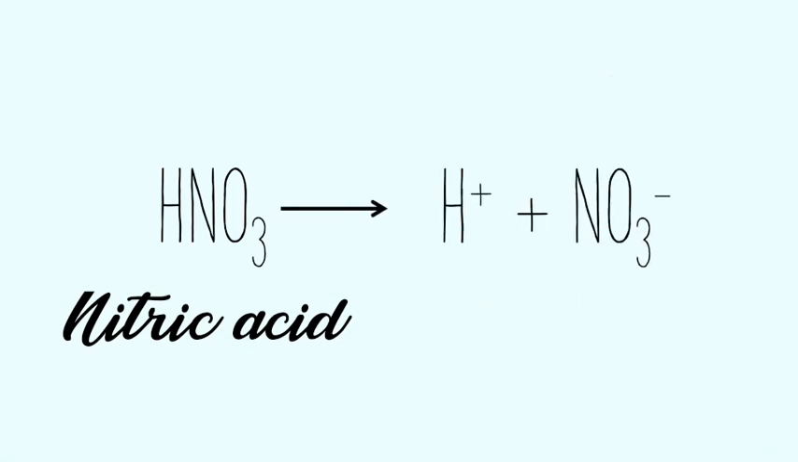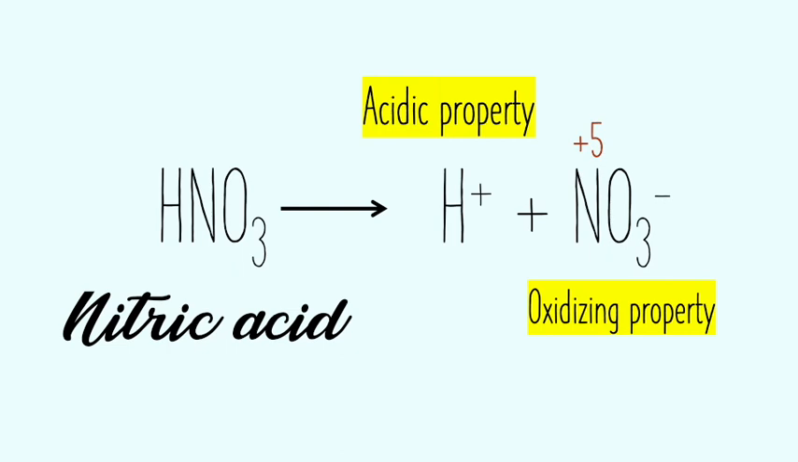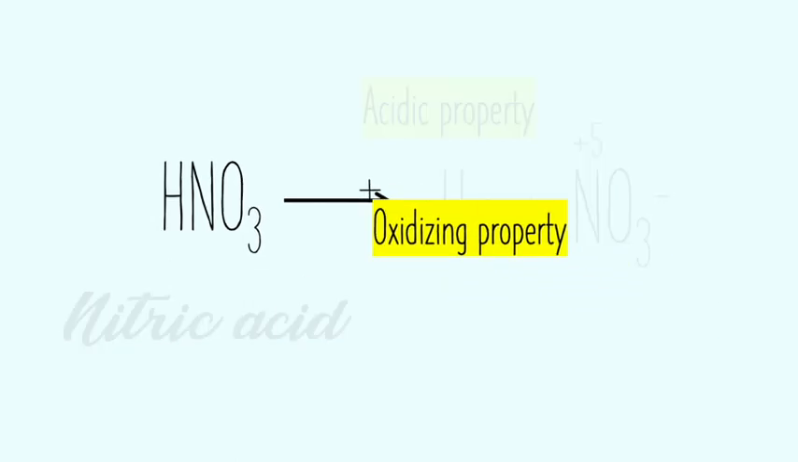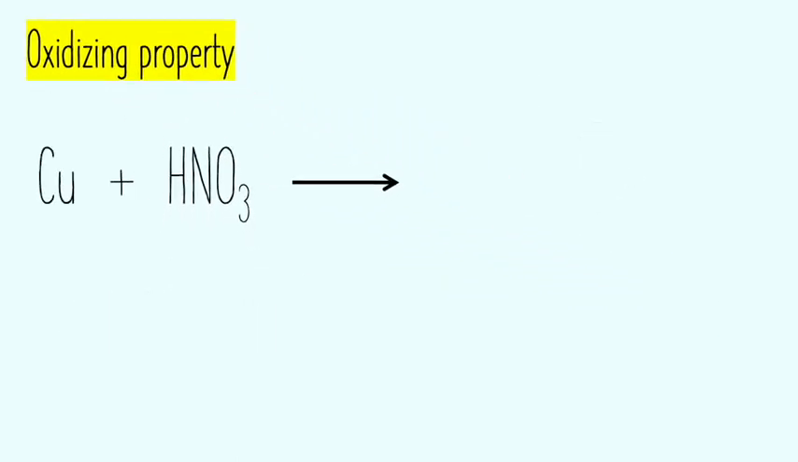When dissolved in water, nitric acid can dissociate completely into hydrogen ions and nitrate ions. Of course, hydrogen ion plays a role in acidic property of nitric acid solution. But what makes nitric acid different from other acids is its oxidizing property. You can see that the oxidation state of +5 is the highest of the nitrogen element. Therefore, nitric acid is an exceptionally strong oxidant. Now we will focus more on this property.